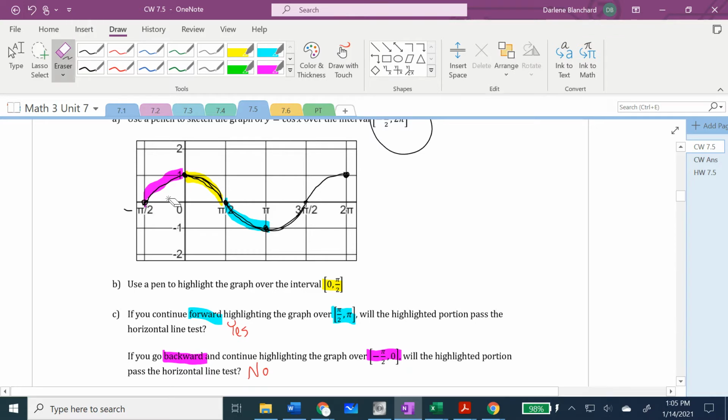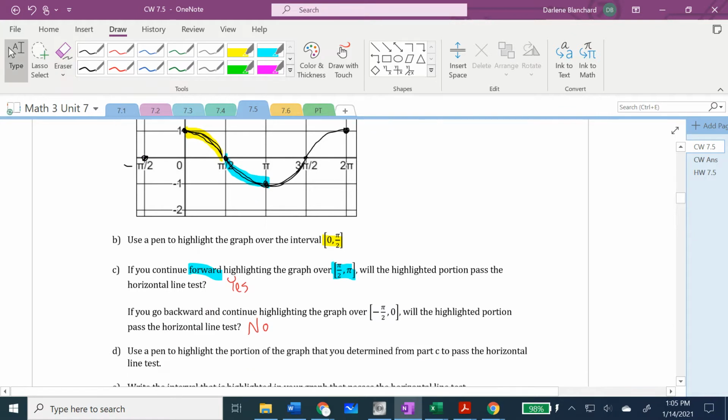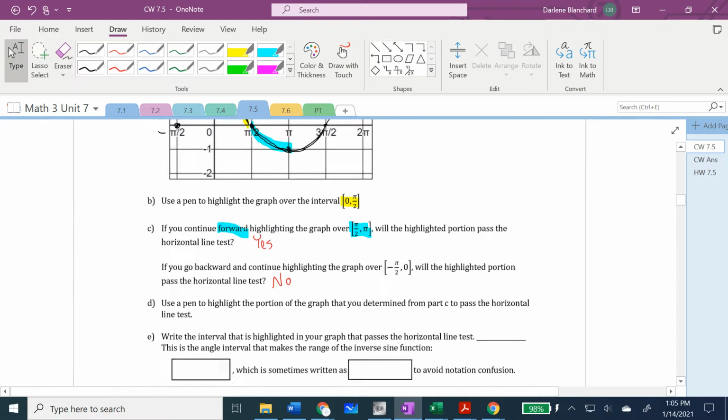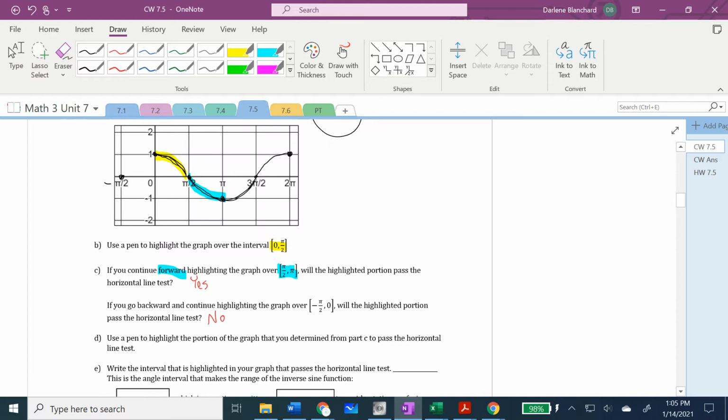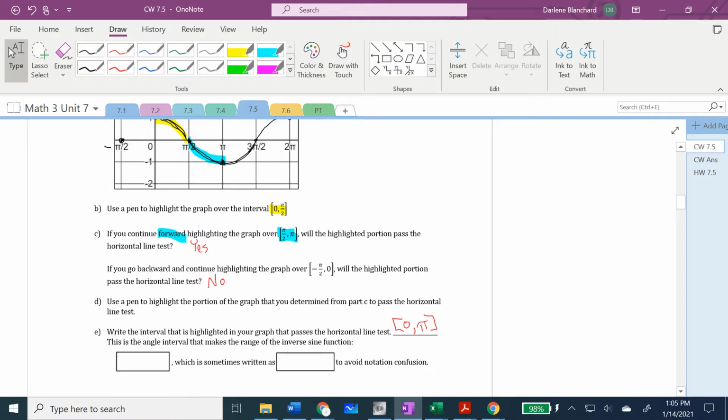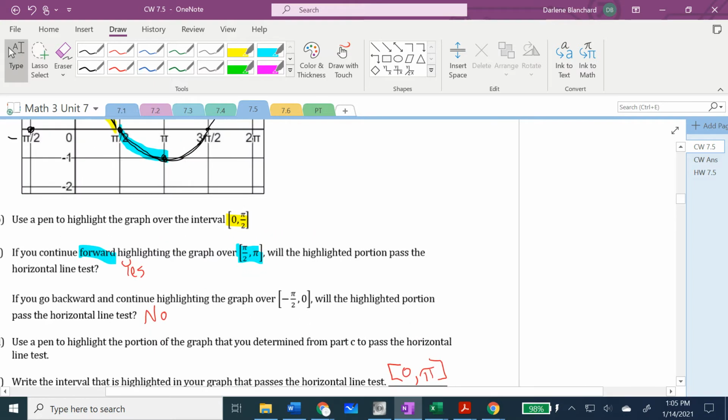And I'm going to now erase and leave that. So that's the highlighted section that I'm asking you in part D to highlight. Now, part E. What is the interval that is highlighted? The highlighted interval is angle 0 to angle pi. Know that that is the angle that we use for the inverse cosine function.